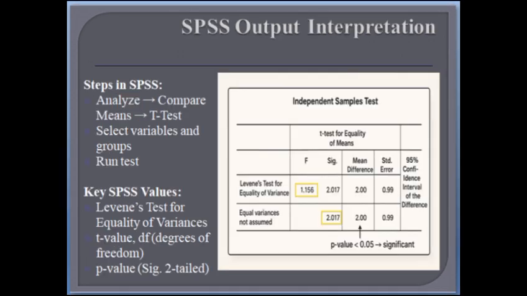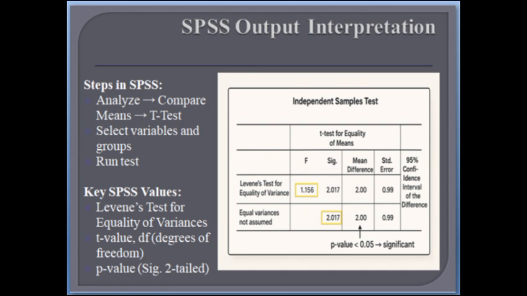SPSS output interpretation. Steps in SPSS. When you run a t-test in SPSS, first you need to import your Excel file into SPSS. Then name the variables like age, gender, main variables, job satisfaction, and other variables according to your field. Then go to analyze, compare means and t-test. Select variables and groups and run the test.